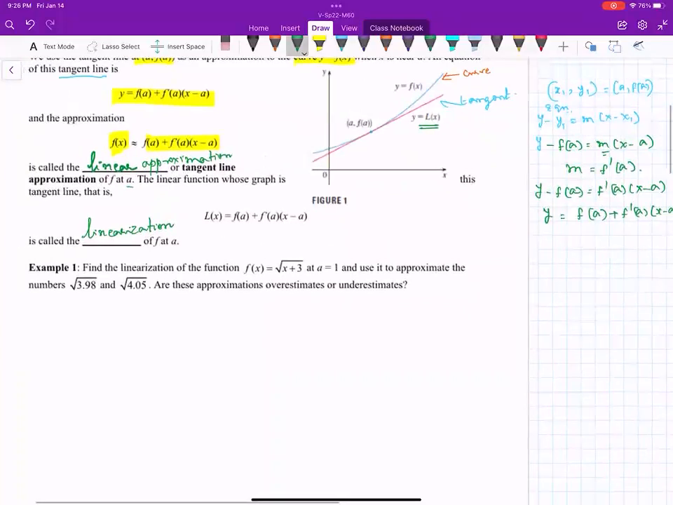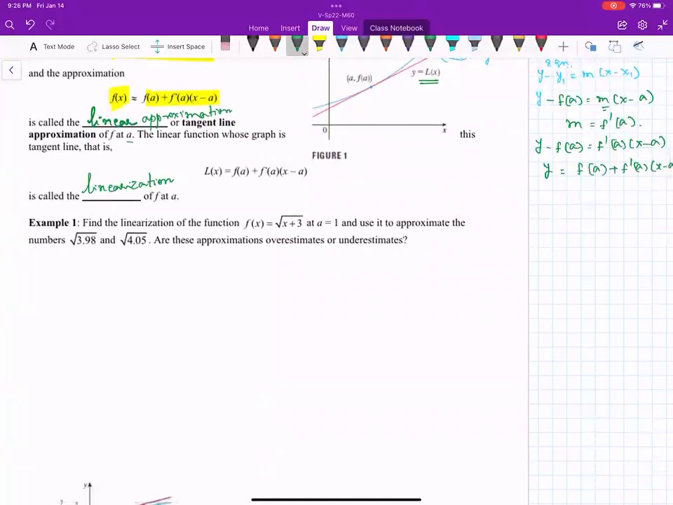So let's try a problem based on this linearization. Find the linearization of the function f(x) = square root of (x + 3) at a = 1, and use it to approximate the numbers square root of 3.98 and square root of 4.05. Are these approximations overestimates or underestimates? So let's start with the linearization of f(x), the first part of the question.